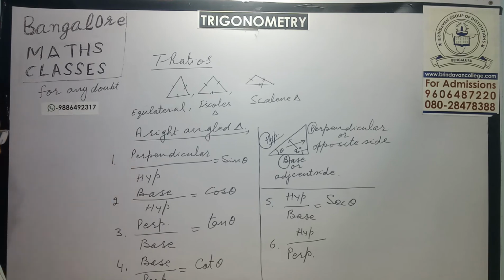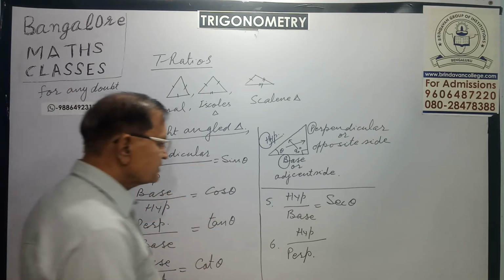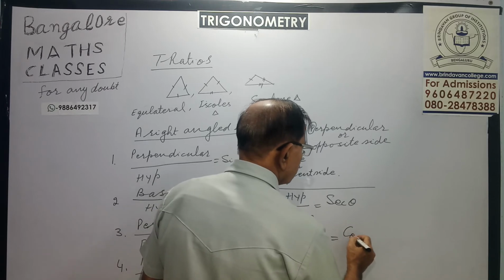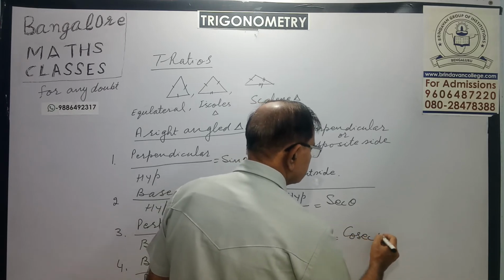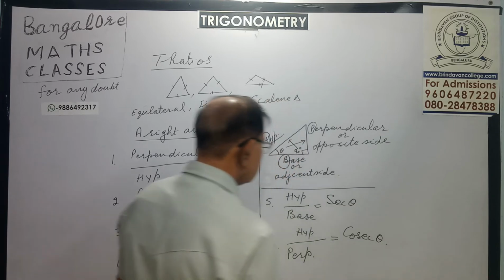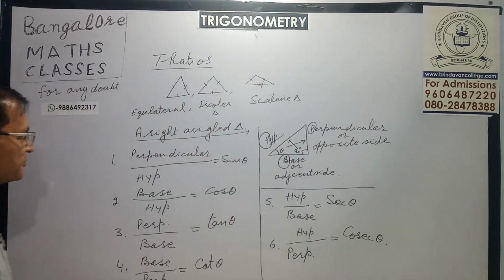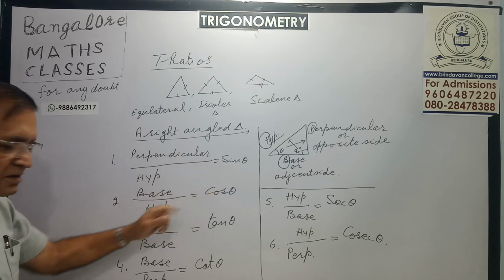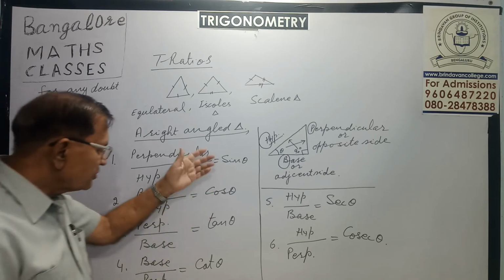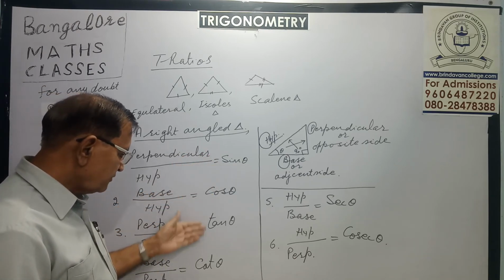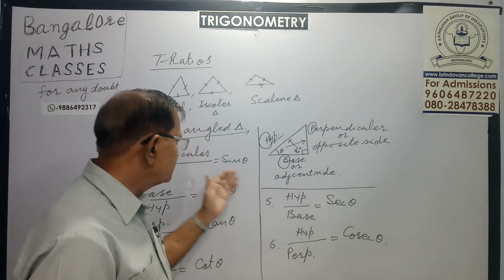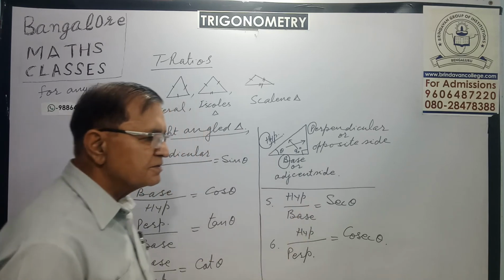Hypotenuse by perpendicular is the reciprocal of sine, cosecant theta. So thus there are 6 ratios: sine theta, cos theta, tan theta, and the reciprocals of the three. Reciprocal of tan is cot, of cos is secant, of sine is cosecant.